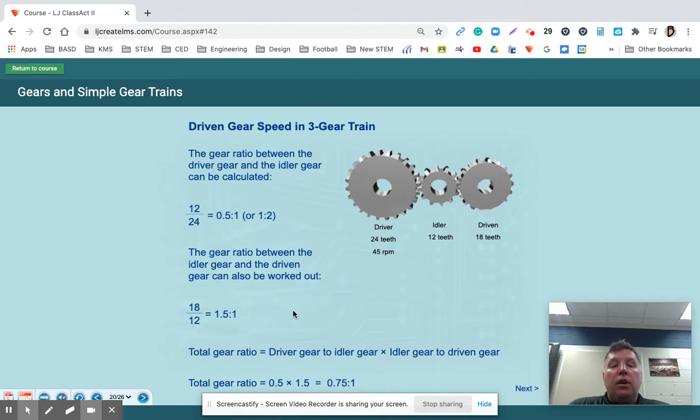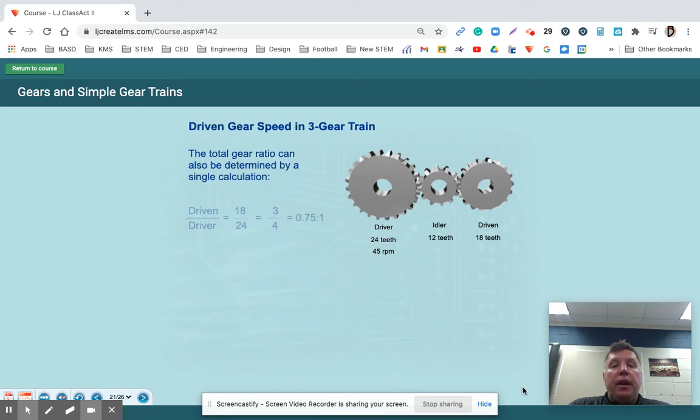So the total gear ratio here is driver gear to idler gear times idler gear to driven gear. So an example here is the ratio between driver and idler is 0.5. The ratio between idler and driven gear is 1.5, or when we multiply this, it's 0.75 to 1.